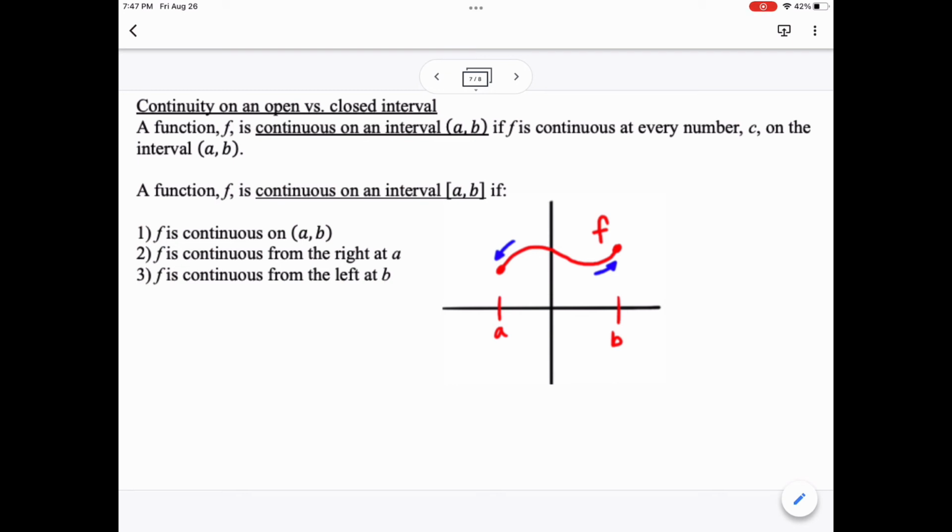Now there is a difference between being continuous on an open or a closed interval. If you are continuous on an open interval, you're not including the endpoints, so it just needs to be continuous in between those endpoints, and it needs to meet those three requirements. But if it's on a closed interval, it needs to be continuous in between the two values, continuous from the right at the left endpoint, and continuous from the left at the right endpoint.